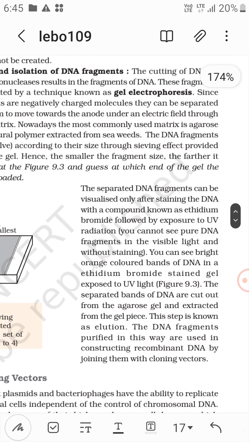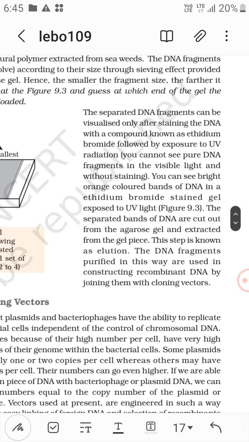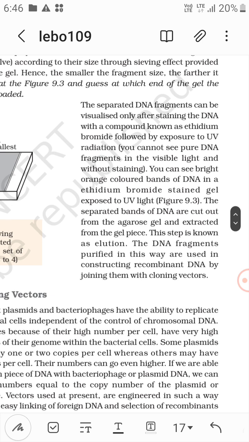The separated DNA fragments can be visualized only after staining the DNA with a compound known as ethidium bromide, followed by exposure to UV radiation. You cannot see pure DNA fragments in visible light without staining. You need to first stain with ethidium bromide and then expose to UV radiation, and then you can see the bright orange colored bands of DNA in an ethidium bromide stained gel.